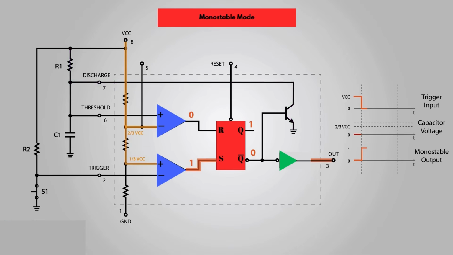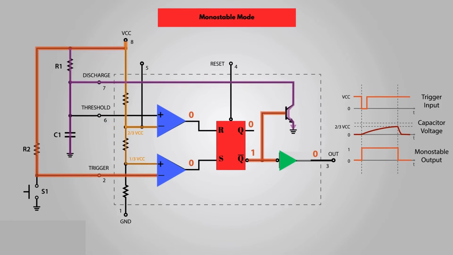So now the capacitor C1 will start charging through the resistor R1. The 555 timer will remain in this state until the voltage across the capacitor reaches 2/3 of the supplied voltage. In that case, the threshold input voltage will be higher, and the comparator will output 1 to the R input of the flip-flop. This will bring the circuit into its initial state.